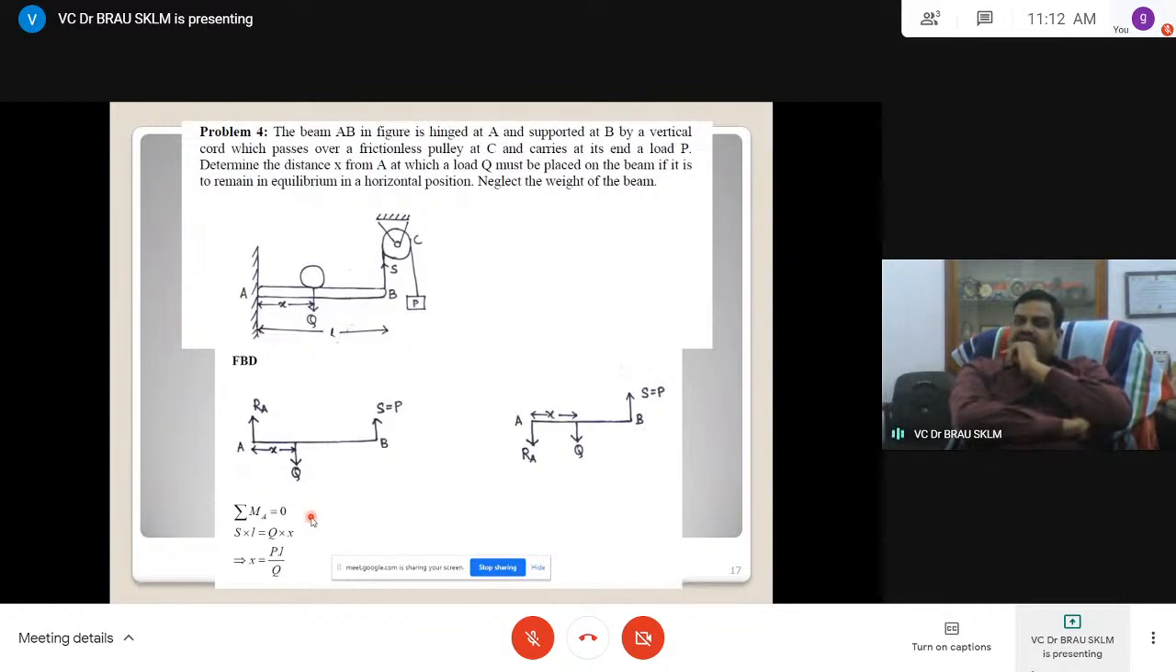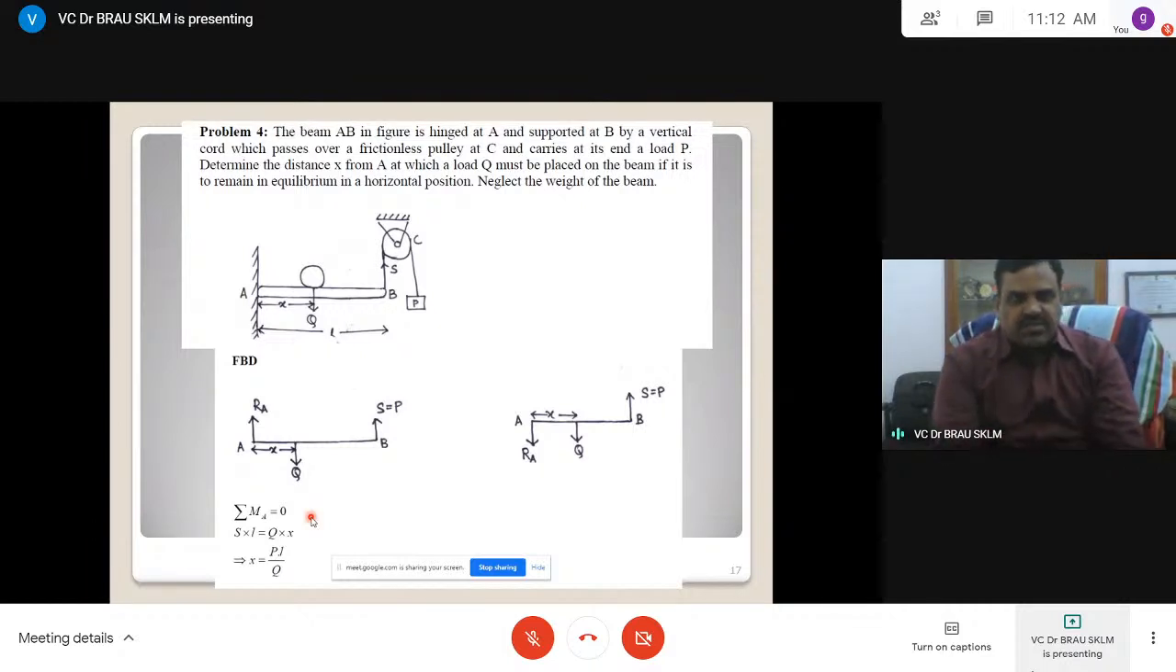Determine the distance x from A at which a load Q must be placed on the beam if it is to remain in equilibrium in a horizontal position. Neglect the weight of the beam. The weight of the beam is negligible, we have not considered it.